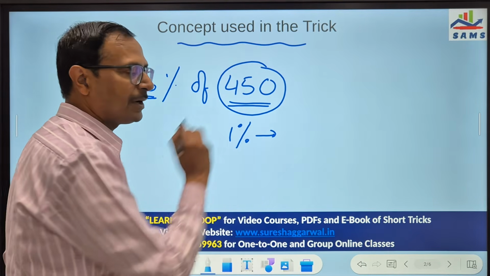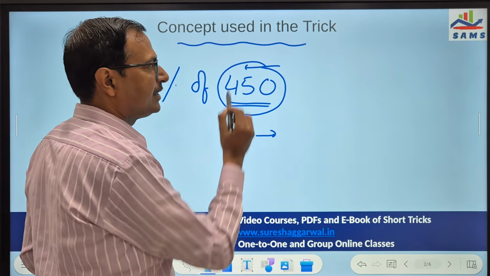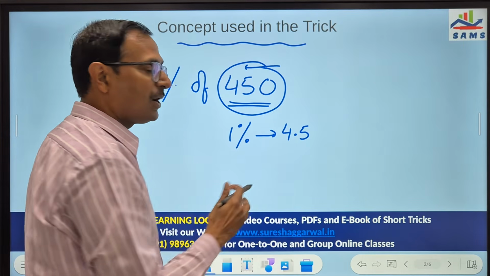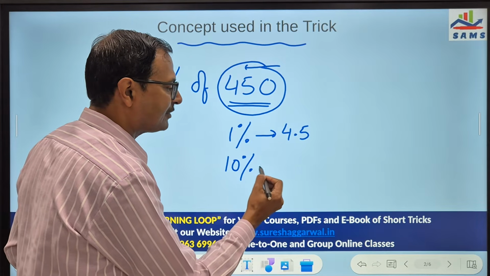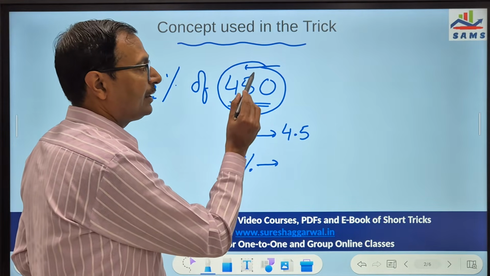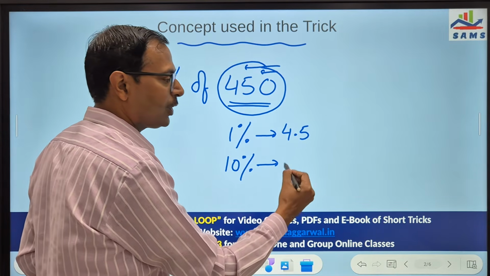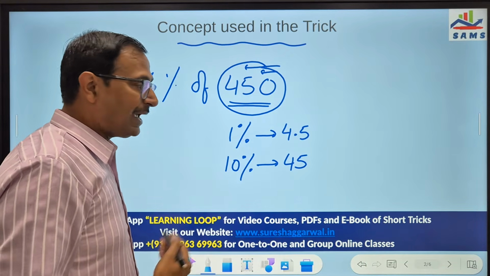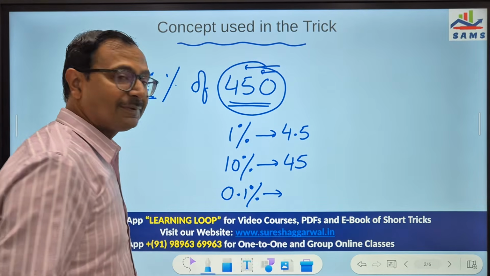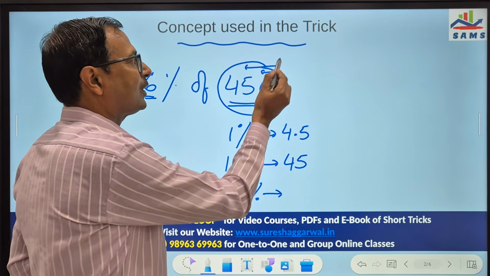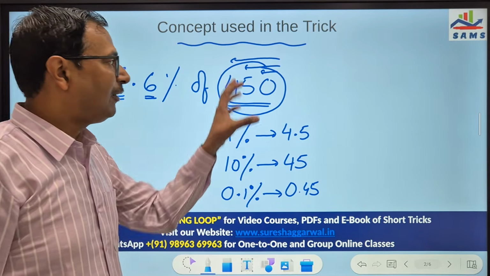So if I have to calculate, say I'll take 1% first. 1% of this number 450, I will put a decimal 2 digits from the right hand side. So 4.5 actually is 1% of this number 450. Likewise, if I have to calculate 10% of this number, I will be doing the decimal 1 digit from the right hand side. So 45.0 or simply 45. Likewise, if I have to do 0.1% of the number, then now this is even more important. 3 digits from the right hand side, 0.45 will be 0.1% of 450.